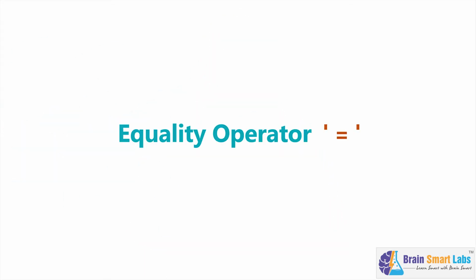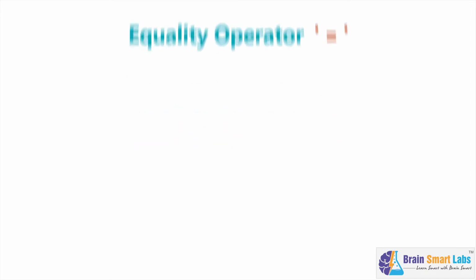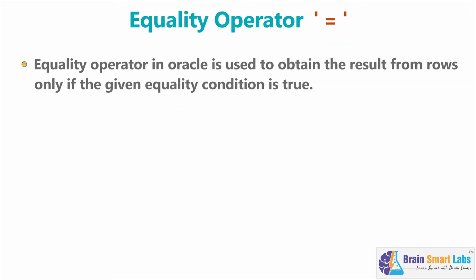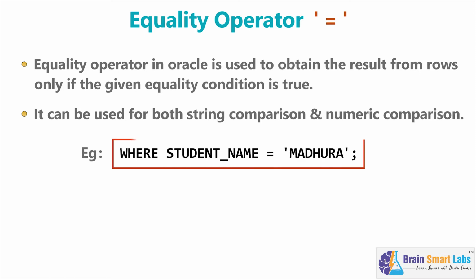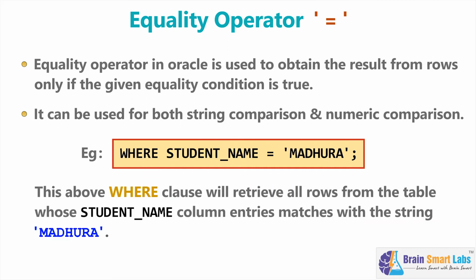Equality operator in SQL. Equality operator in Oracle is used to obtain results from rows only if the given equality condition is true. In SQL we can use the equality operator for both string comparison and numeric comparison. For example, in our SQL query, if we write where student name equal to Madhura, the above where clause will retrieve all rows from a table whose student name column entries match the string Madhura.